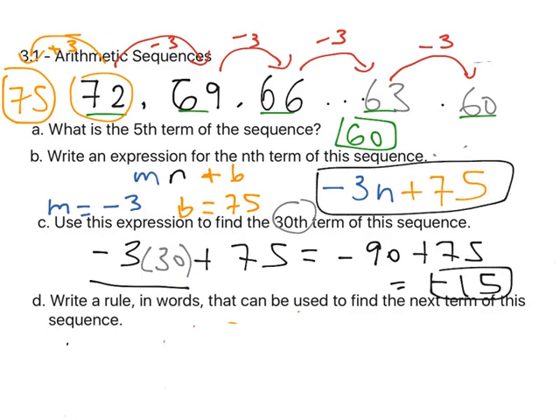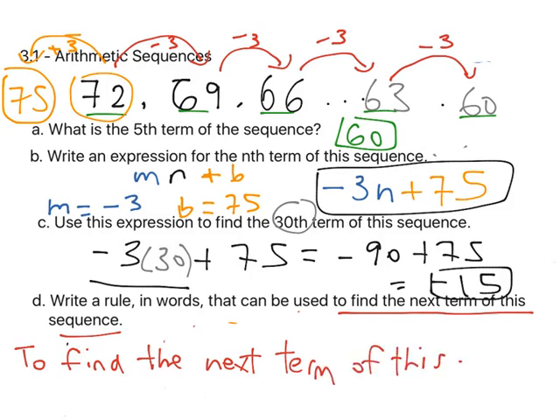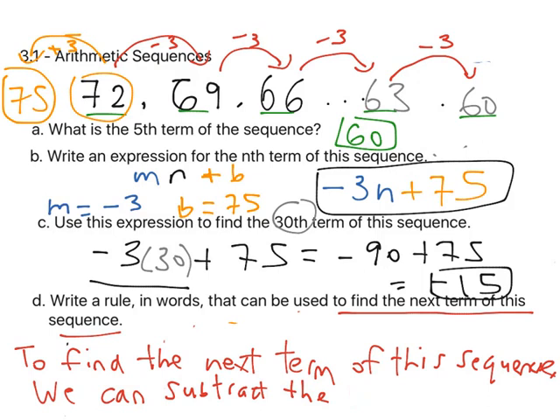Okay. Finally, write a rule in words that can be used to find the next term of the sequence. Here's a sentence starter you can use. What are we doing? We're subtracting, right? So we can say we can subtract 3 from the previous term. Previous means the one before. Okay, I wrote this a little better, and that's it.